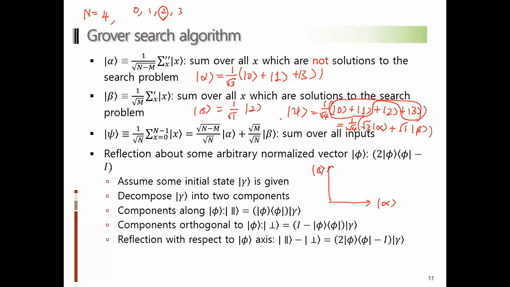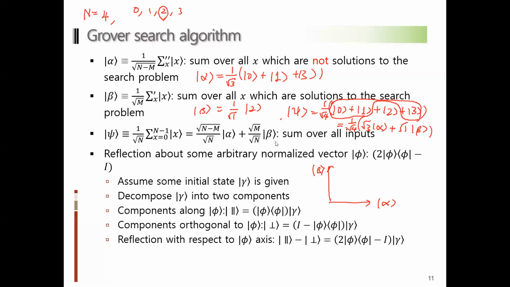So in general, we can say that psi can be expressed as a linear combination of alpha and beta, and the denominator of the coefficient is the square root of the total number n, which is square root of 4 in this example. The numerator in front of beta is the square root of m, the number of solutions, and the other part is the difference between n and m. That's how we obtain this.